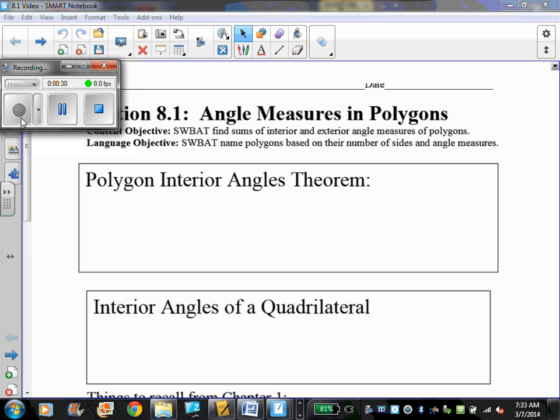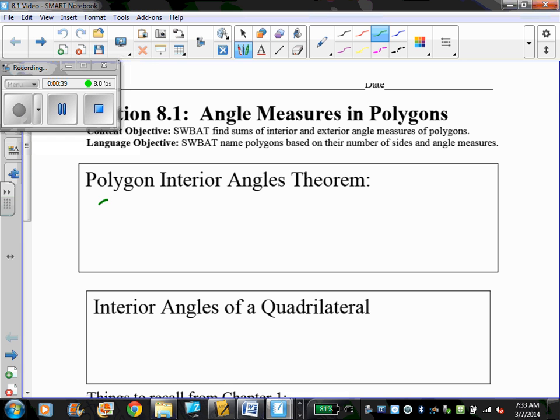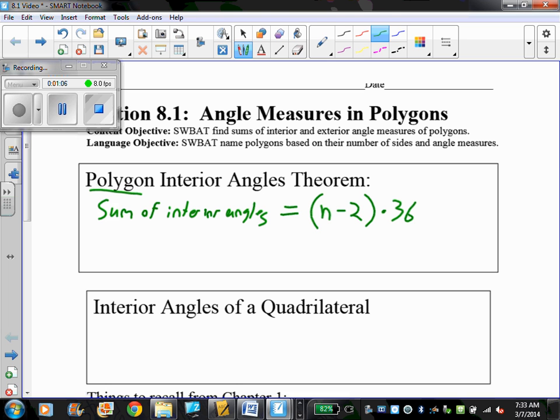So let's start out with the polygon interior angles theorem. What this says is that if you want to find the sum of the interior angles of a polygon, which is just a multi-sided shape with a few properties we'll get into soon, and it could be any polygon, you just use the formula n minus 2 times 180.